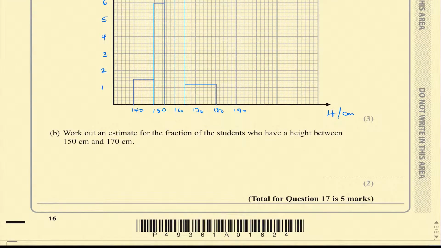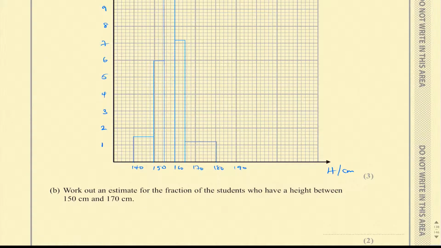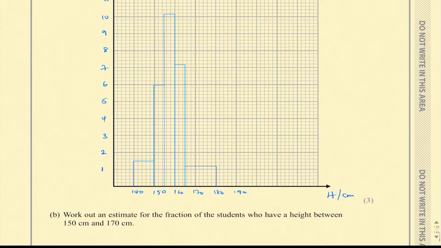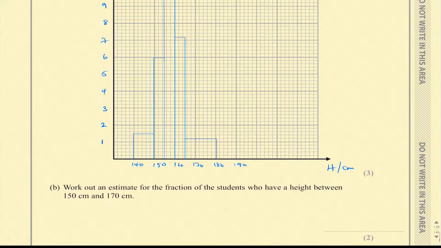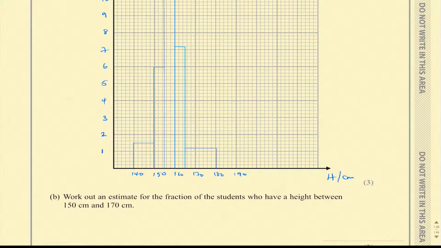And now, B part, we need to work out an estimate for the fraction of the students who had a height between 150 and 170. So what we need is to work out the area. The area gives us the value we need. So the number of students is the frequency, and the area of each bar is the frequency. So we want to work out from 150 to 170.